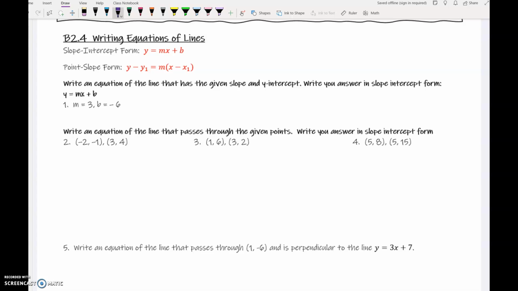Write an equation of the line that has the given slope and y-intercept. Write your answer in slope-intercept form. So they're telling us the slope is 3, the y-intercept is -6. So y equals 3x plus a -6, or minus 6.